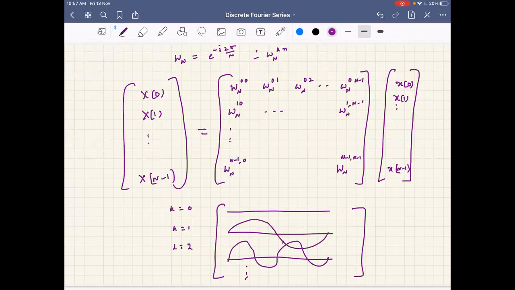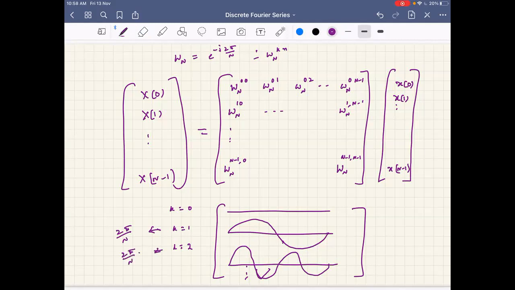What do you mean by k equal to 1? What is the frequency? Harshavardhan, will you be able to tell? Sir, 2 pi by n. Right, that is 2 pi by n. And k equal to 2 means what? 2 pi by n into 2. This is the discrete frequency.